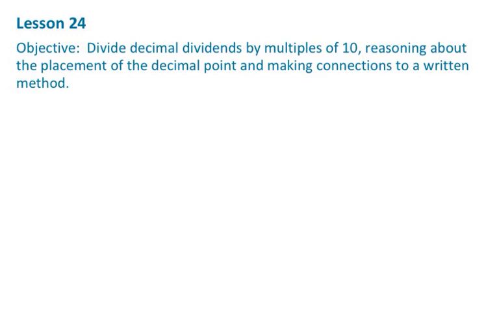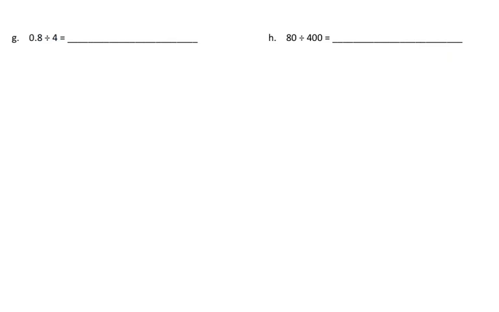This is grade 5, module 2, lesson 24. And this objective is to divide decimal dividends by multiples of 10, reasoning about the placement of the decimal point and making connections to a written method. So now we're going to be working with the decimals and division.